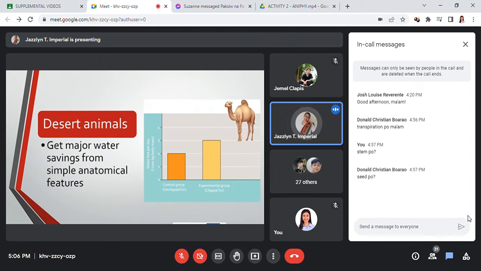Okay? So, for animals naman, yung desert animals, where they get major water savings from simple anatomical features. In the case of the camel, it's not the hump. Yung hump ng camel is a misconception, na kasi may storage ng water yung camel sa hump. No. The hump of the camel is actually filled with what? Sinong nakakaalam? Sa hump ng camel.